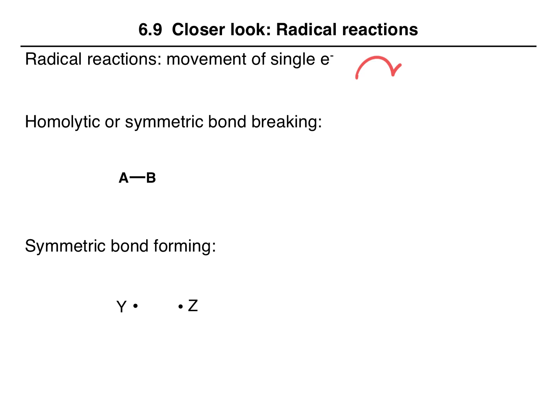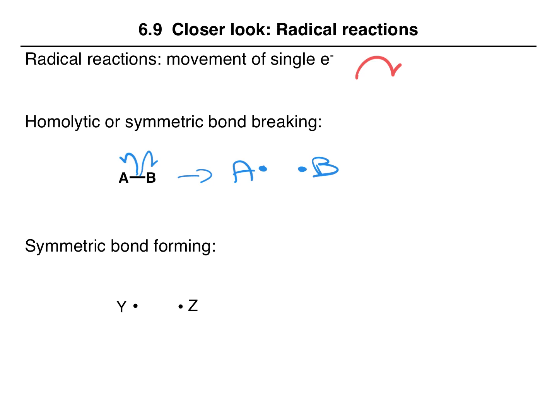Symmetric bond breaking doesn't mean that we have to have the same atoms on either end of the bond. It just means that out of these two electrons, one of them goes to one atom and the other one goes to the other atom. So the two electrons are moving to each atom rather than both electrons moving to one atom. So out of this pair of electrons, we could have one of them move on to A and one of them moves on to B, giving us A with a radical and B with a radical.